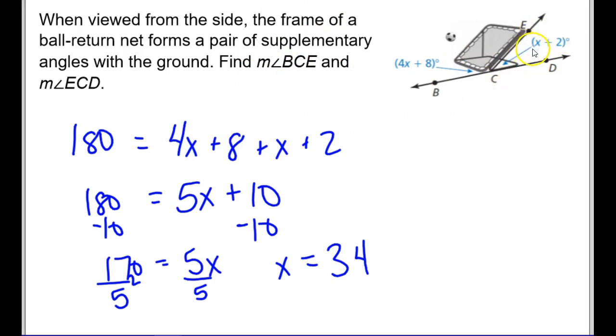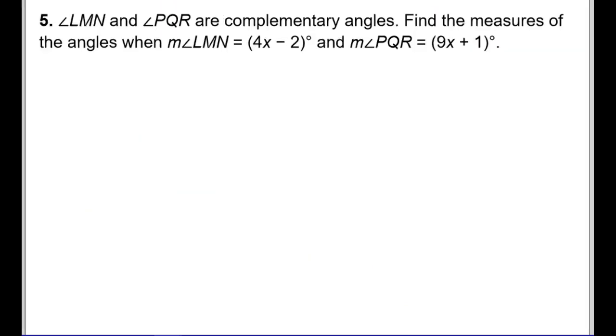So let's start here. I have 34 plus 2, which is going to be 36. So the measure of that angle is 36 degrees. Now I can either take 180 minus 36 to find the measure of my angle, or I can substitute my 34 degrees in for x to find the measure of this angle here. So try this one, it's very similar. Always start by drawing a picture to see what you're looking at.